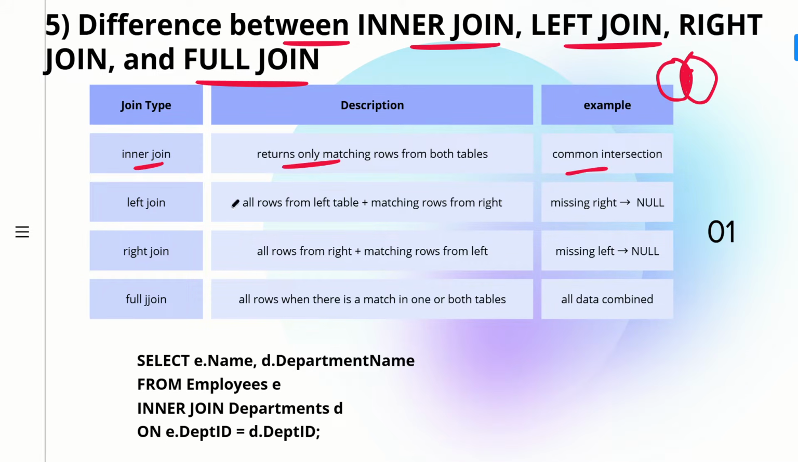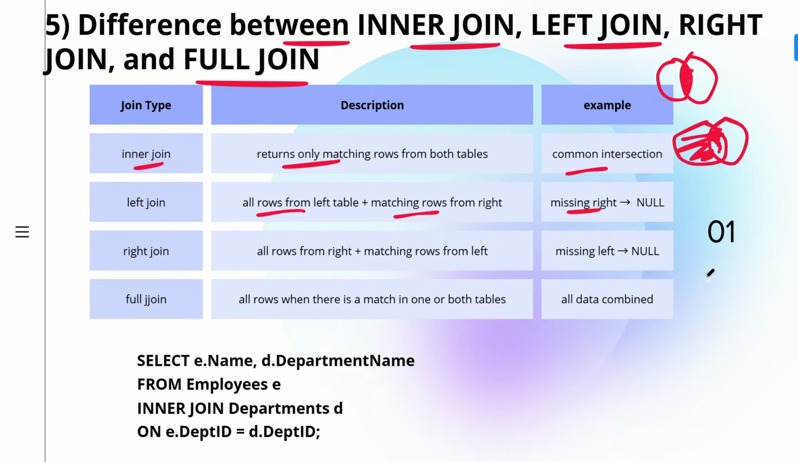Example, common intersection. Then we have left join. It returns all rows from the left table plus the matching rows from the right table. What does that mean? If we have two tables, you will get whatever is matching, and you will also get the whole left table. Example, you can say missing right. So you have all the values of the left, and the matching values. Whatever is left out, the right things which are not present, will be assigned the value null.